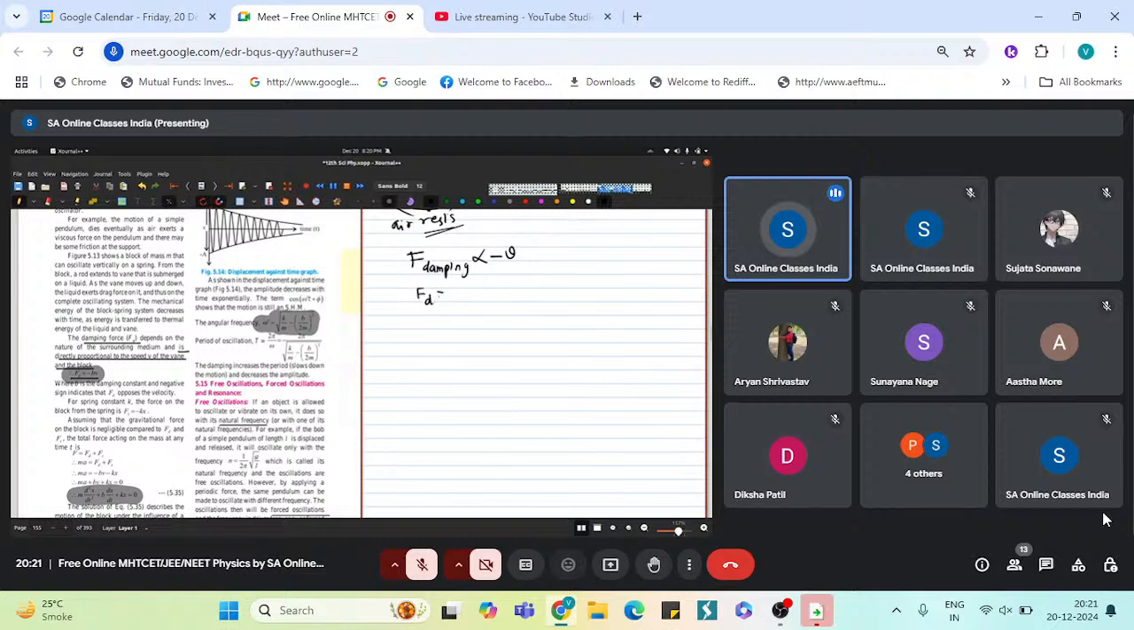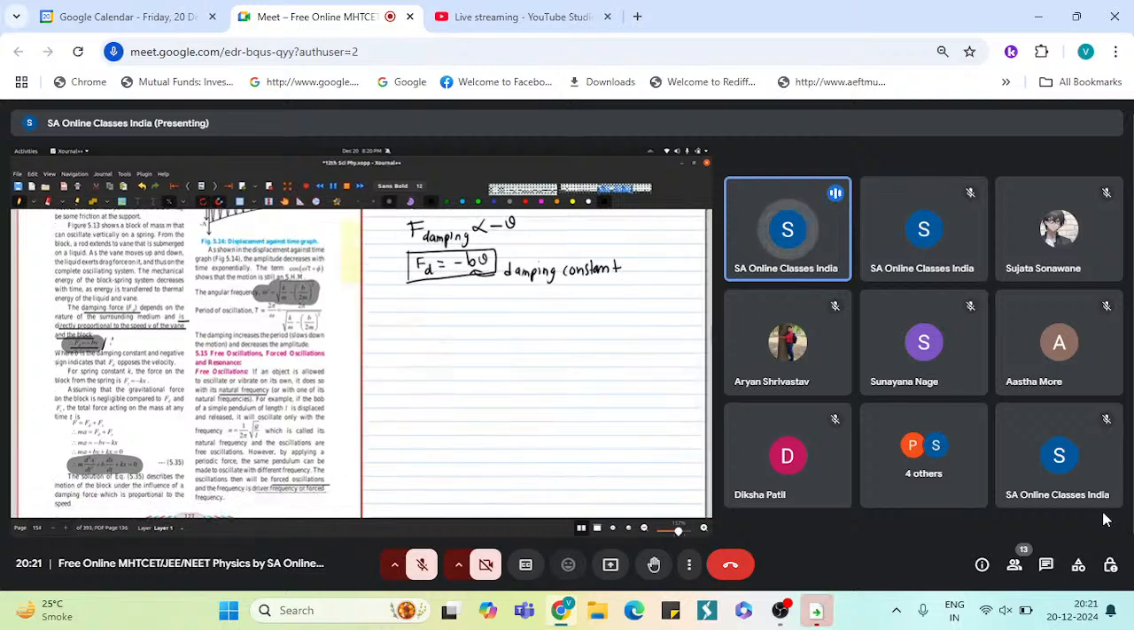And then we can just write Fd is equal to minus b into velocity. So b is the damping constant, basically just a proportionality constant. So this is damping, and this is the form of the damping force. And now let's say a spring is being damped, and we can write the equation of motion for such a spring, or the differential equation essentially.